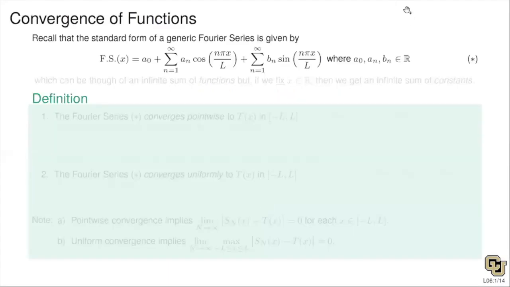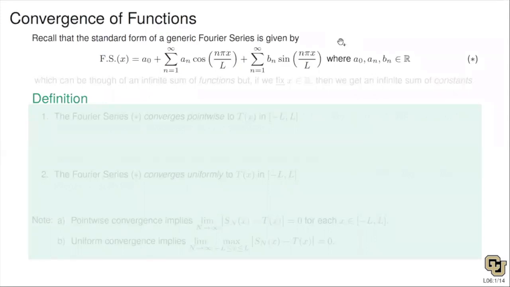In Calc 2, when you studied sequences and series, the type of convergence we studied there was called pointwise convergence. We didn't necessarily use that term in Calc 2, but that's what it was. For each point x, we were able to show the Taylor series or Maclaurin series would converge. So here we want to introduce a different notion of convergence, okay?